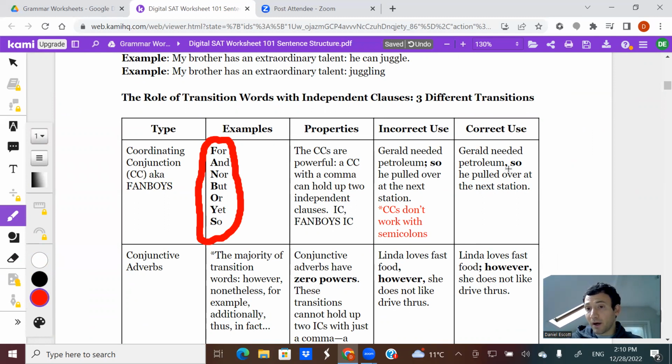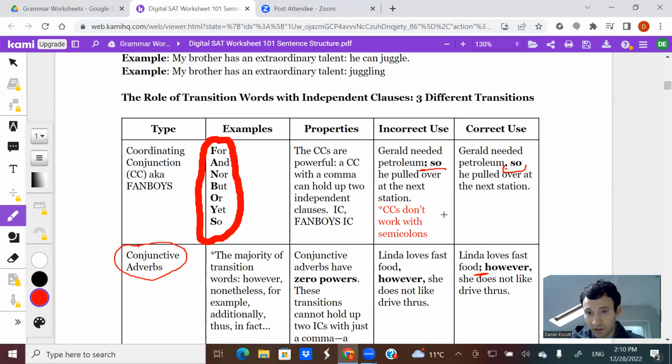So a comma with any of these 7 special words, these coordinating conjunctions or FANBOYS, can hold up two independent clauses. Just a heads up, you'll never see a semicolon working together with a FANBOY. A semicolon will work with a conjunctive adverb, like that example we just used a moment ago with therefore, but a semicolon will never work with one of your FANBOYS. If you're using a FANBOY to hold up two independent clauses, it's with a comma.